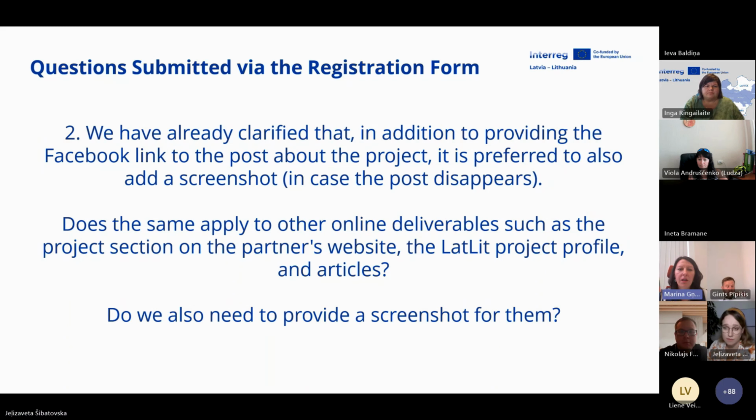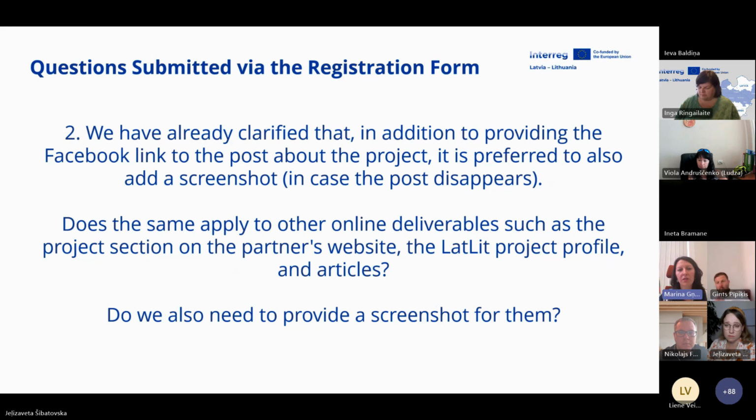I will answer. For information on the project partners section on the partners' website, if you mean information about the project, what we ask for is a mandatory description of project partners, so this information must be constant and it shouldn't disappear. So for this, we don't need screenshots. For the LATLIT project profile, it's also constant. We use the same website, we check profiles, we don't need screenshots, they will not disappear.